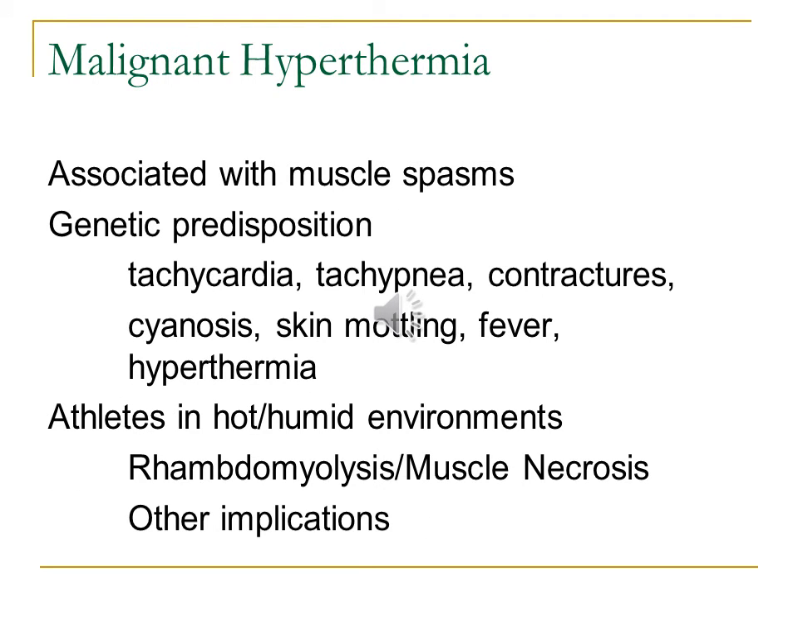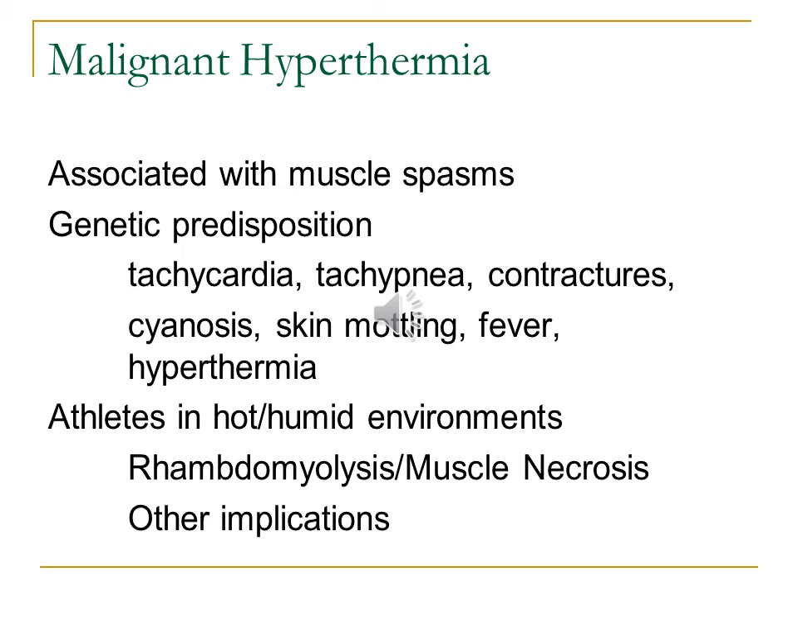Your book talks about and mentions malignant hyperthermia. This is a disorder usually seen in individuals who have been under some type of anesthesia. It's talked about here because it's associated with muscle spasms. There is a potential genetic predisposition that puts people at risk, particularly individuals who have a sensitivity to anesthesia. The signs and symptoms are tachycardia, tachypnea, contractures, cyanosis, skin mottling, fever, and hyperthermia.